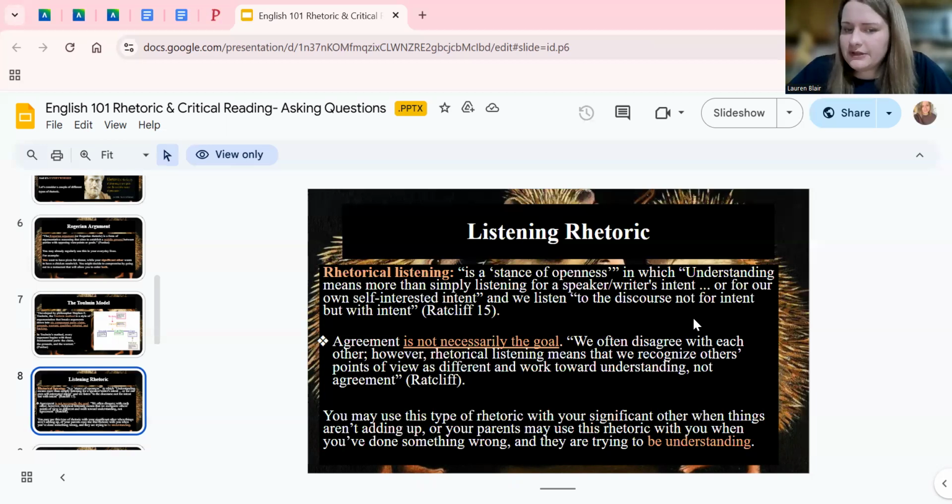We often disagree with each other. However, rhetorical listening means that we recognize others' points of view as different and we work toward understanding, not necessarily agreeing. You might use this type of rhetoric with your significant other when things aren't adding up, or maybe your parents use this rhetoric with you when you've done something wrong and they're trying to be understanding.